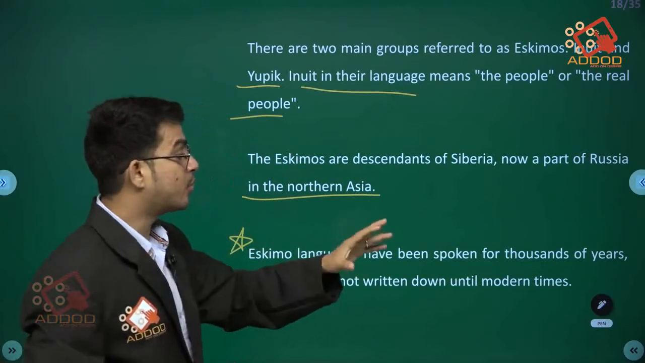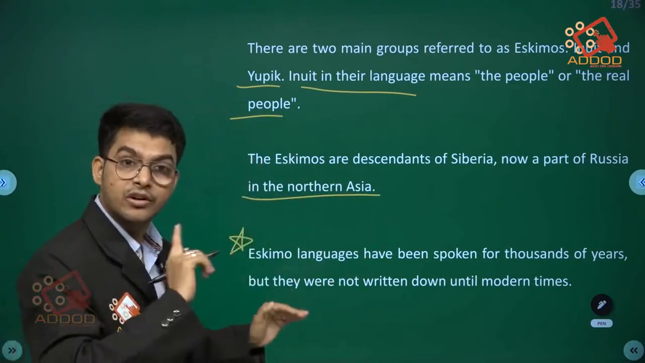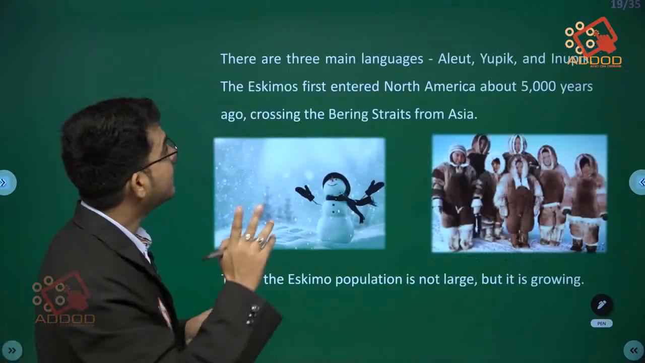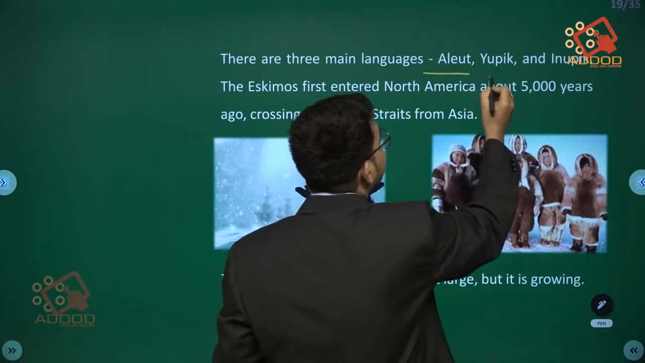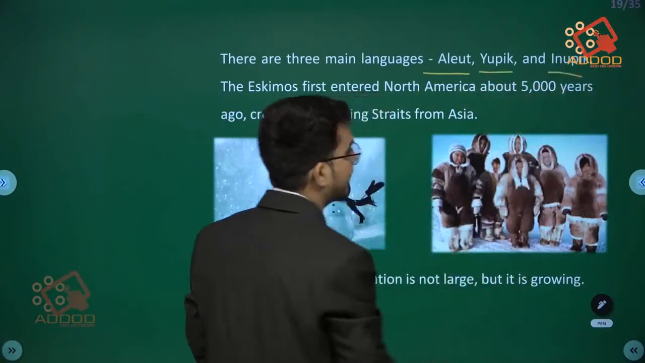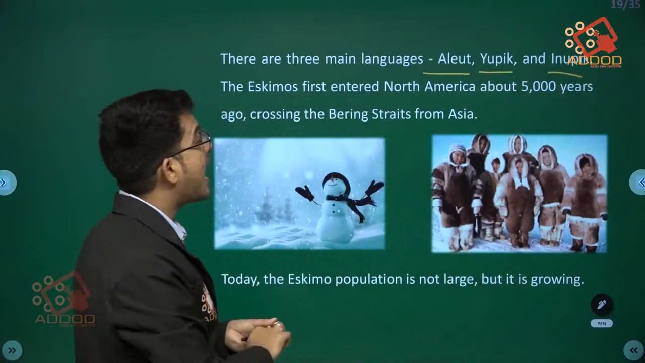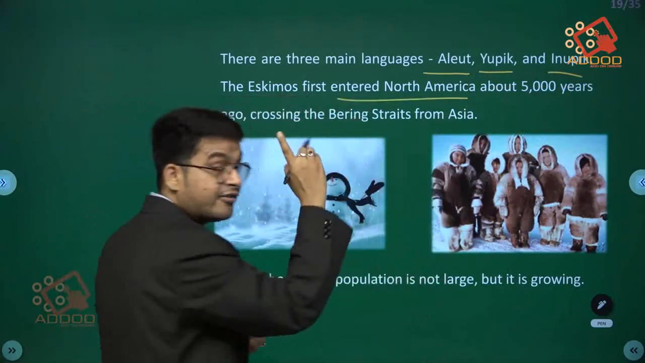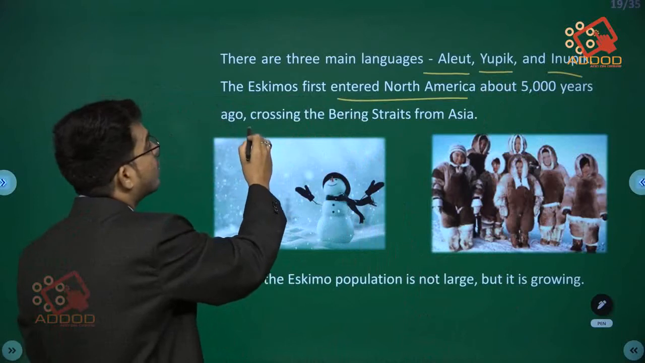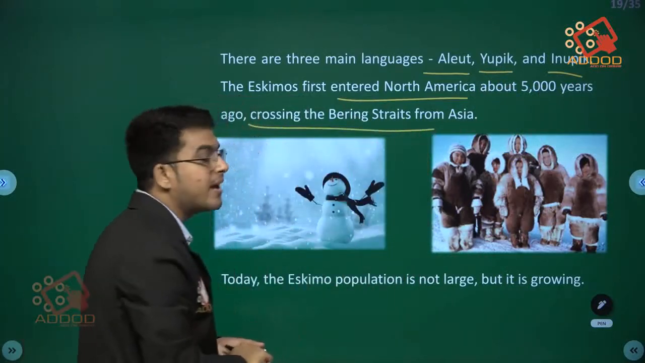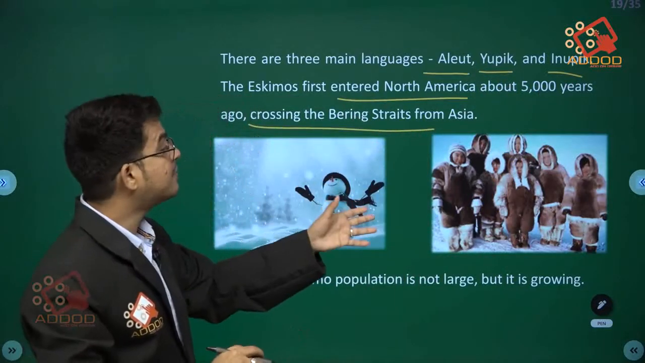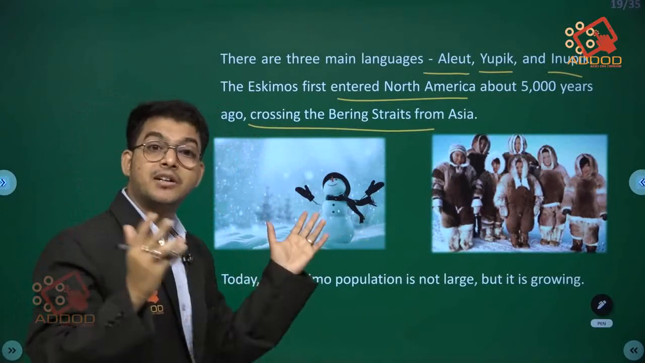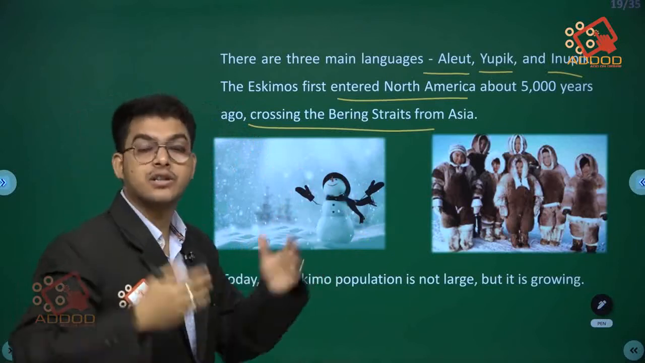Eskimo languages have been spoken for thousands of years, but are still not written, even in modern times. There are three main languages: Aleut, Yupik, and Inupik. The Eskimos first entered North America about 5,000 years ago, crossing the Bering Strait from Asia. So different types of animals, you can say. They are human beings, but living like another kind of creature.